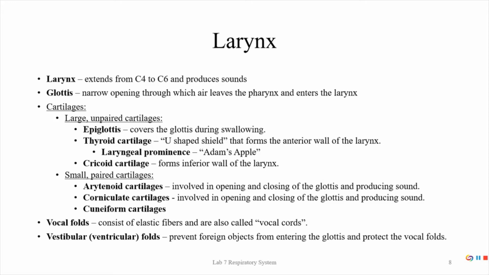Now, our arytenoid cartilages and our corniculate cartilages, we'll see them. We'll see the vocal folds, which are called our vocal cords. They're very elastic, with a lot of elastic fibers, and they vibrate. Along the side of them are the ventricular or vestibular folds, which are guarding things going down into the glottis. So when something hits these, you get a cough reflex. A lot of times your post-nasal drip drains back into the choanae, into the pharynx, the mucus will get on there, and then you'll have to cough and try to expel those things out.